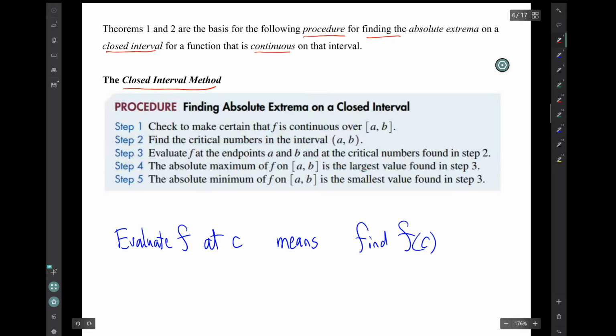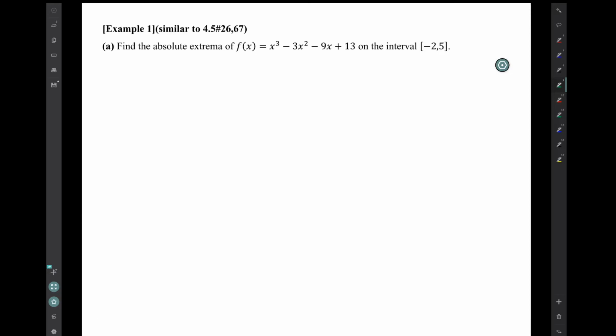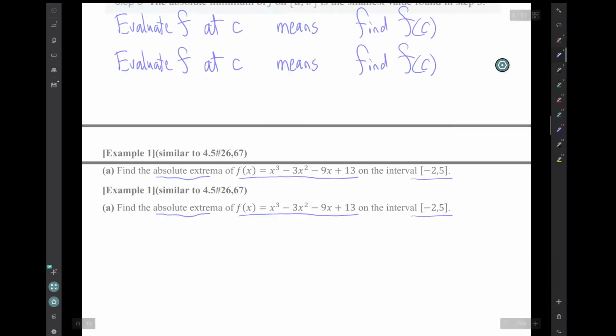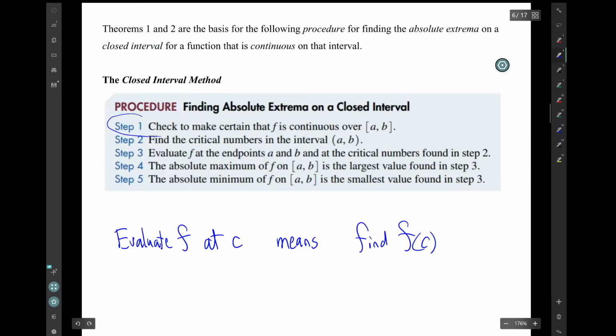Well, then you scrutinize that list, and the absolute max will just simply be the largest of those y values, and the absolute min will be the smallest of those y values. So for our first example, we'll find the absolute extrema of this function on this interval. So let's go back up and look at our procedure. Procedure 1 is to check to make sure that your function is continuous and that you do have a closed interval.